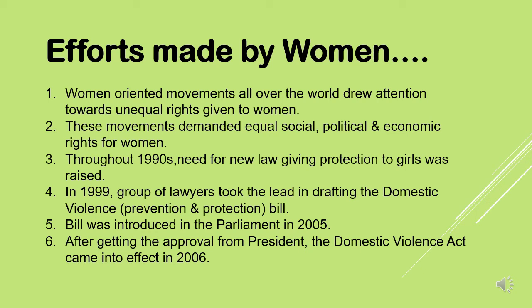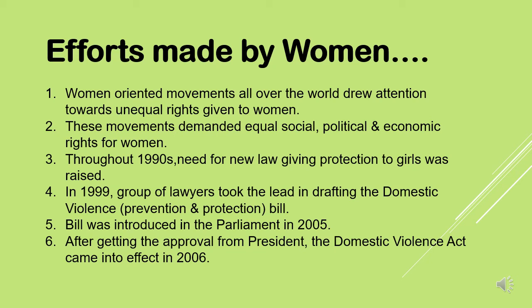Then throughout the 1990s, the need for a new law giving protection to girls was raised. So the women started raising their voice for a law which can protect them and the girls. Then in 1999, a group of lawyers took the lead in drafting the Domestic Violence Prevention and Protection Bill. This group of lawyers came forward and prepared a bill to present in front of the government. Then this bill was introduced in the parliament in 2005. See how much time it had taken to be introduced. Then after getting the approval from the president, the Domestic Violence Act came into effect in 2006. So after a very long fight, finally in 2006, there was a law against domestic violence.